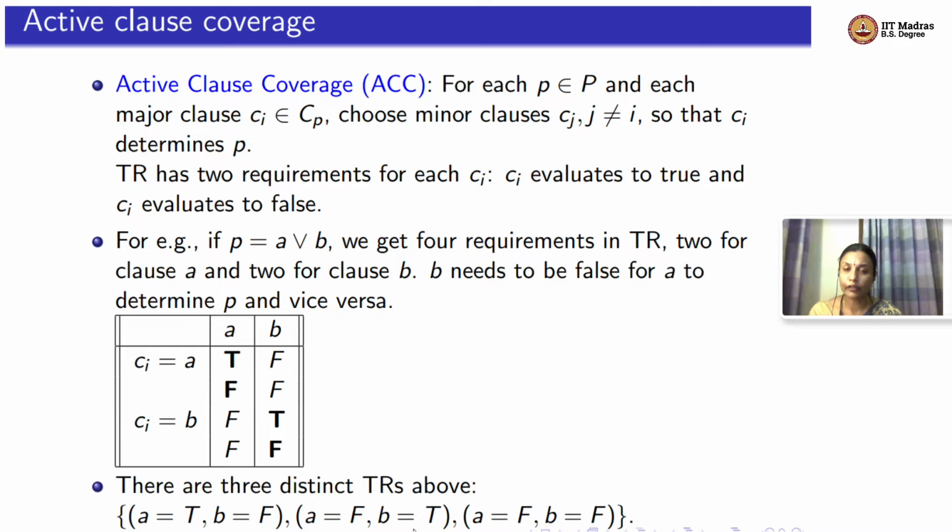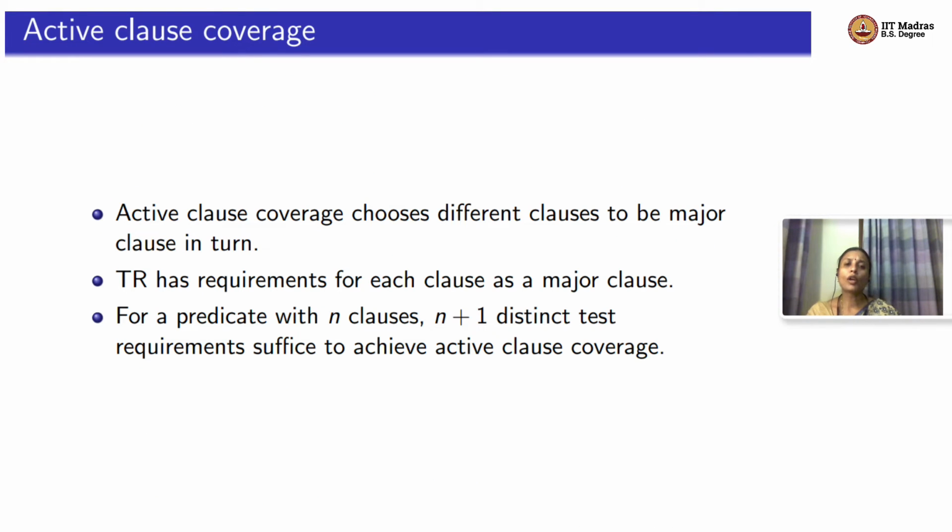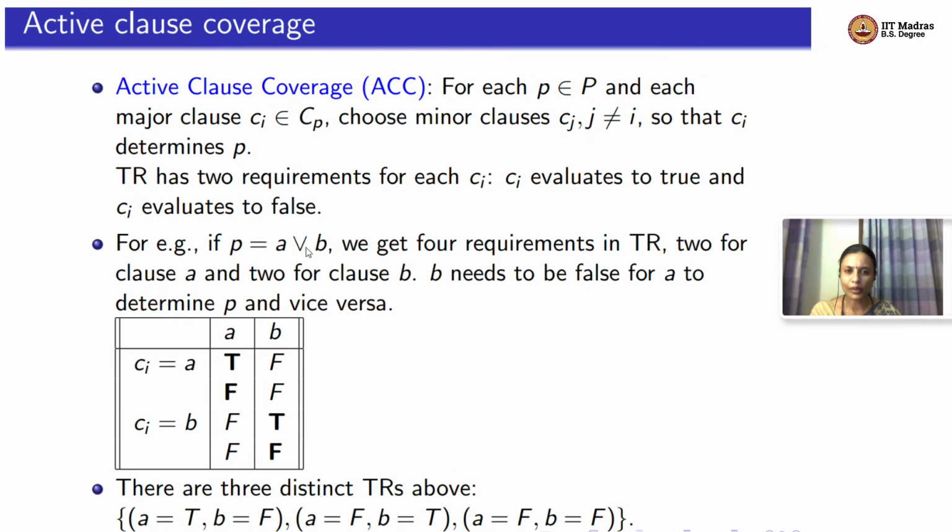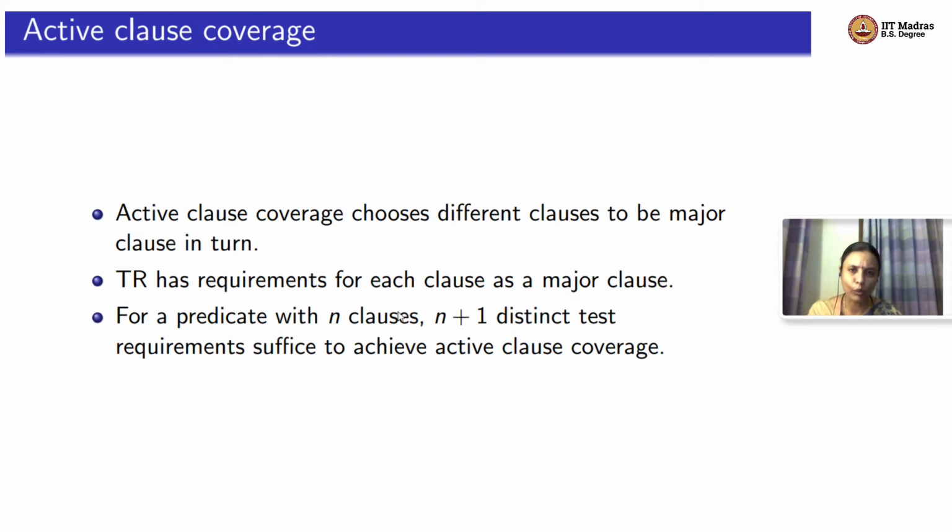I hope what is active clause coverage is clear to all of you. So what does active clause coverage do? If a predicate has n clauses, take each clause to become a major clause in turn. So your test requirement has requirements for each clause to be the major clause. For a predicate with n clauses, n plus 1 distinct test requirements are enough because each clause takes turns to be a major clause. Like we saw here, this predicate had 2 clauses and totally we had 3 different test requirements. In general, we're not giving a proof of this result, but if I have a predicate with n clauses, n plus 1 distinct test requirements will be sufficient to achieve active clause coverage.